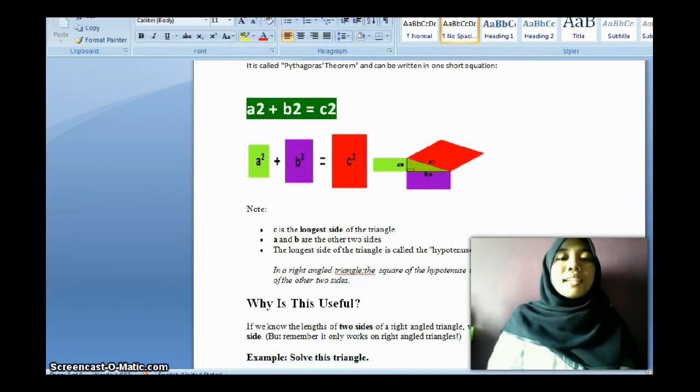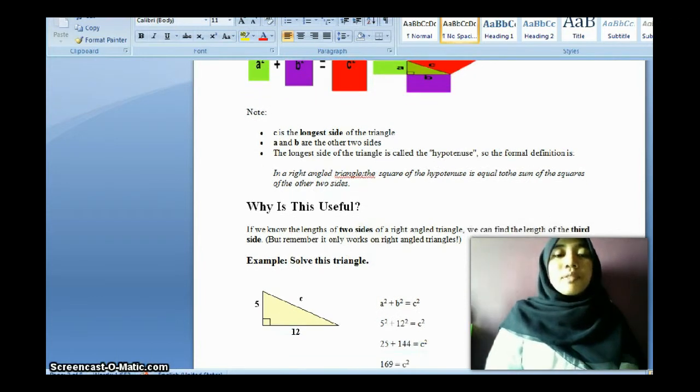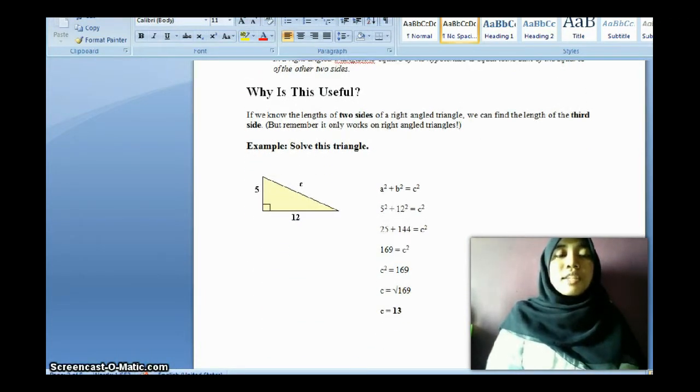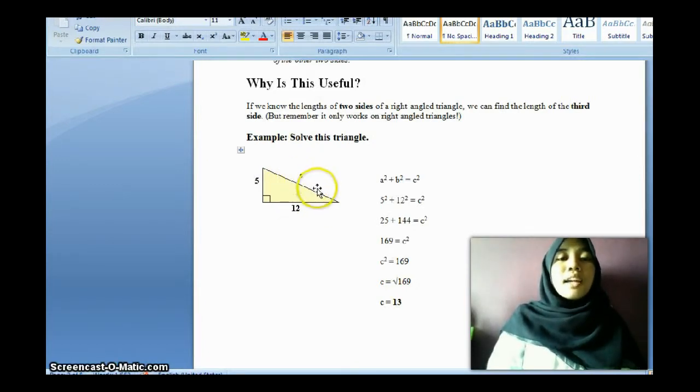Why is the Pythagoras theorem very useful? If we know the length of two sides of a right angle triangle, we can find the length of the third side. But we must remember, it only works on right angle triangle. For example, solve the equation. We have 5 and 12, but we must find the C or the hypotenuse.